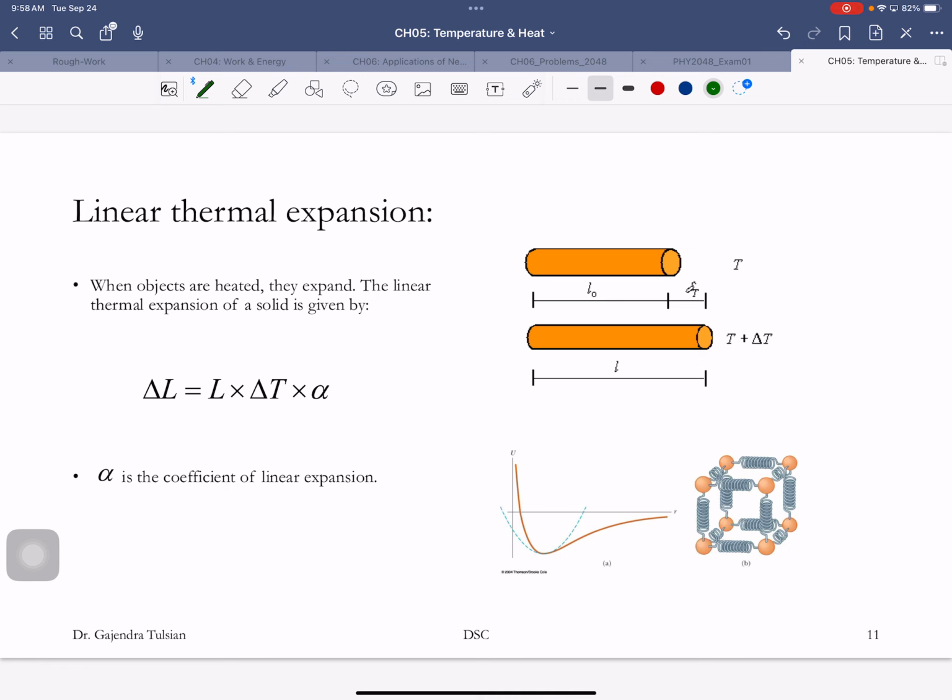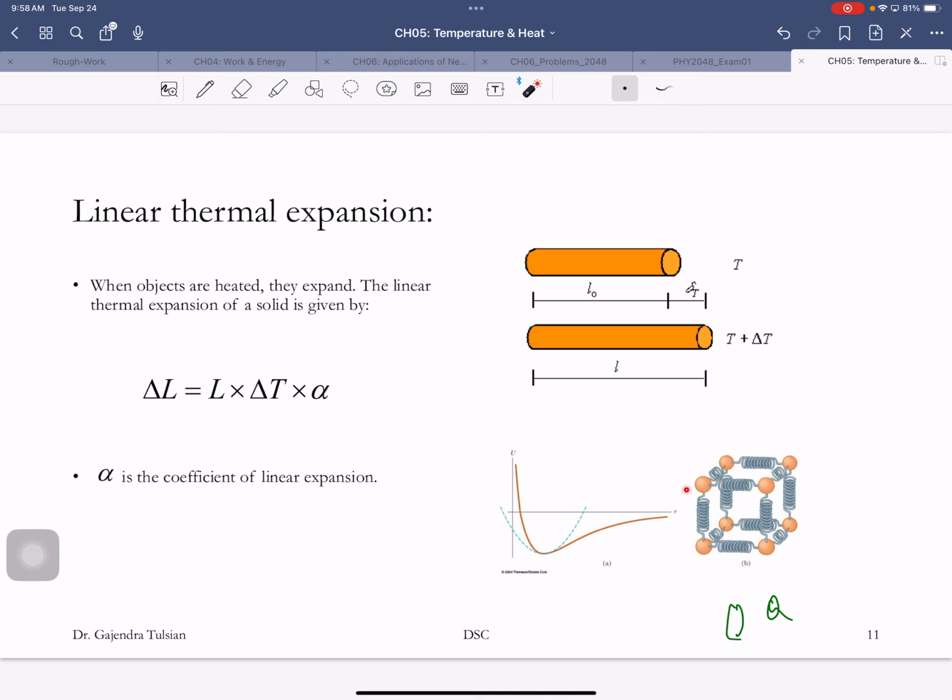All right, now let's say we heat this table. Here is a model of a solid. I'm going to add heat to the solid. What will happen when I heat this solid? It expands. Very good.